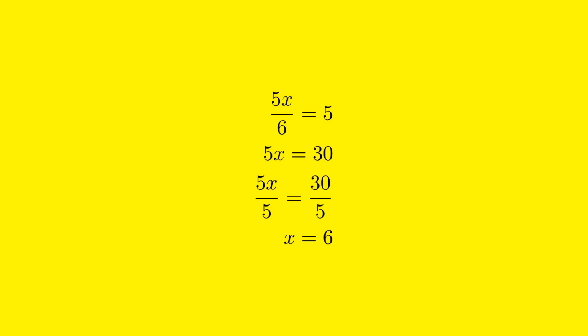side. On the left side, divide 5x by 5. This operation will cancel out the 5, leaving just x, because 5 divided by 5 equals 1, and 1 times x is simply x. Next, perform the same division on the right side. Divide 30 by 5. 30 divided by 5 equals 6. So now, after completing this step, x is isolated, and the equation becomes x equals 6. This is the final step, and the solution to the equation 5x over 6 equals 5 is x equals 6.